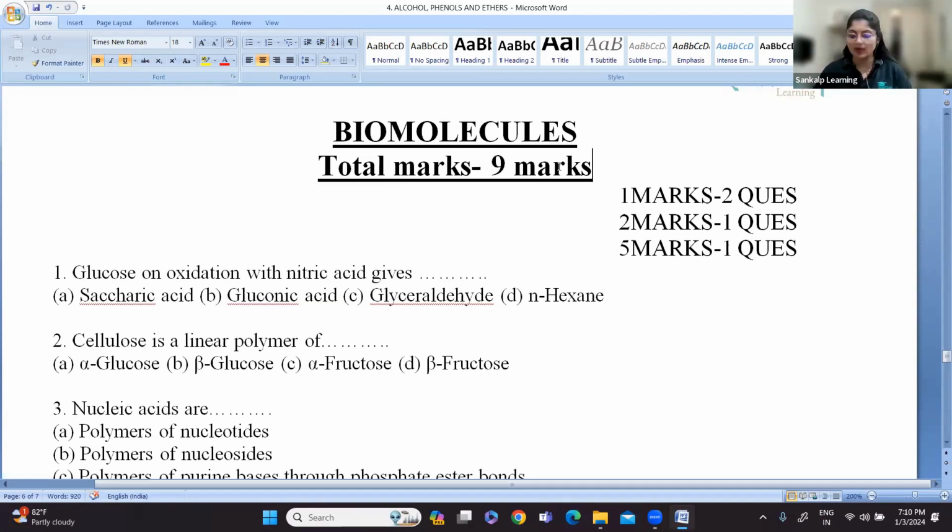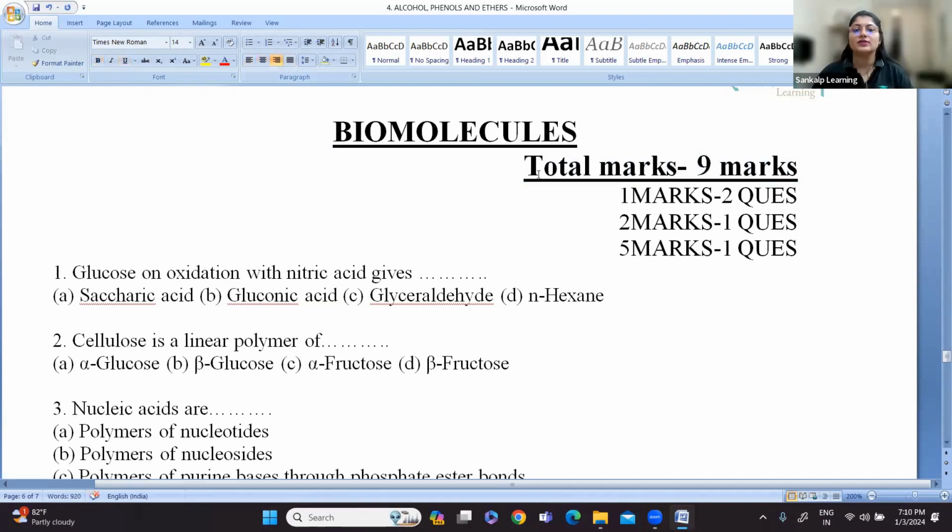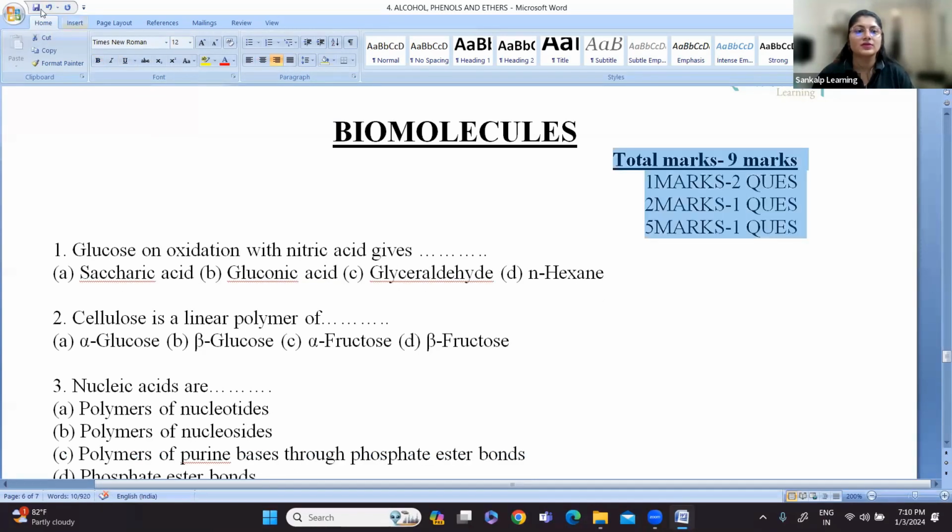So what are biomolecules? They are the complex organic substances which build up the living organism. And why are they required? They are required for the growth and the maintenance of the living organism.